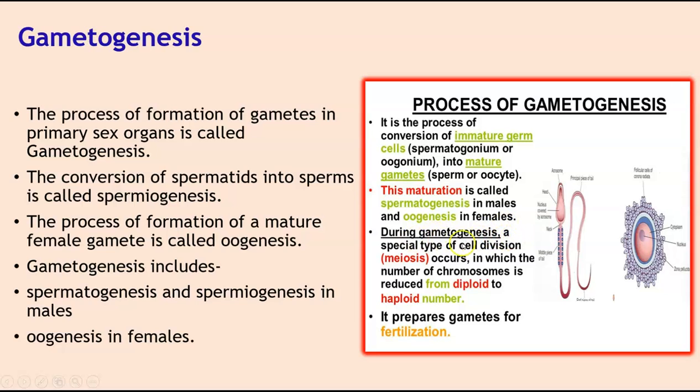During gametogenesis, a special type of cell division, that is meiosis, occurs, in which the number of chromosomes is reduced from diploid to haploid number. This prepares the gametes for fertilization, that is the formation of sperm and the formation of the ovum takes place. So we will see these processes in detail in this lecture.